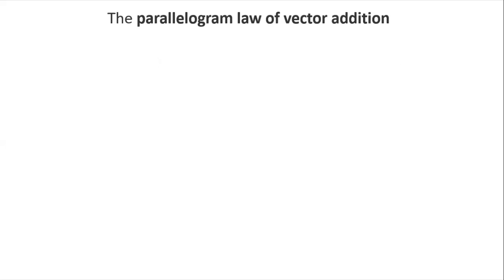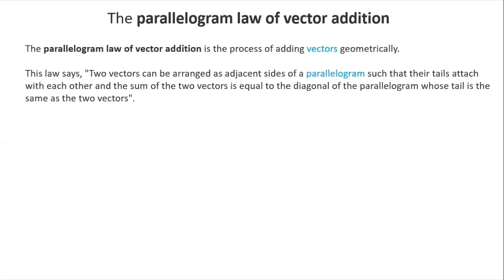We'll see the parallelogram law of vector addition. The parallelogram law of vector addition is the process of adding vectors geometrically. This law says two vectors can be arranged as adjacent sides of a parallelogram such that their tails attach with each other. The sum of the two vectors is equal to the diagonal of the parallelogram whose tail is the same as the two vectors.